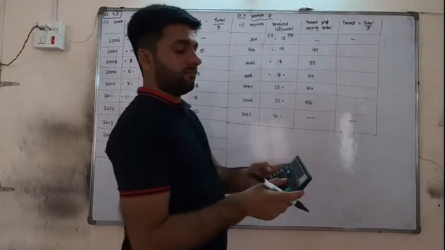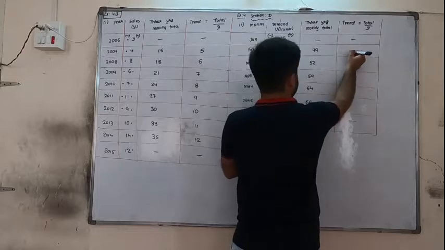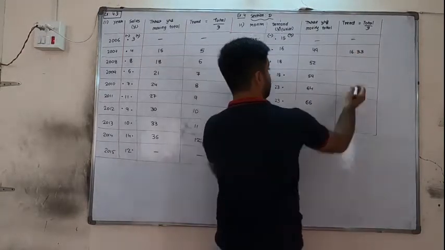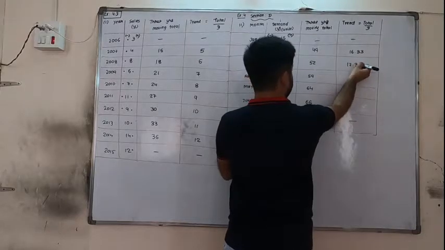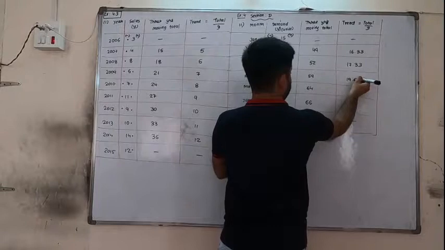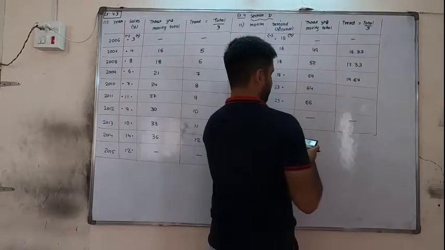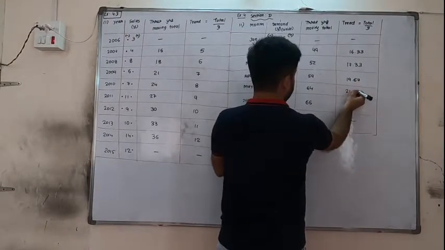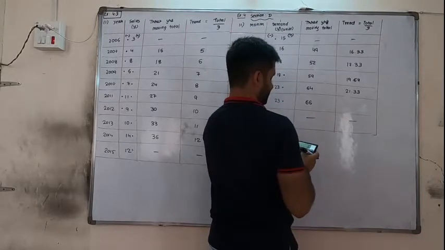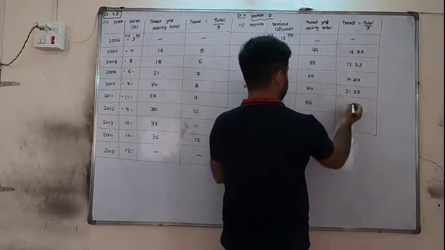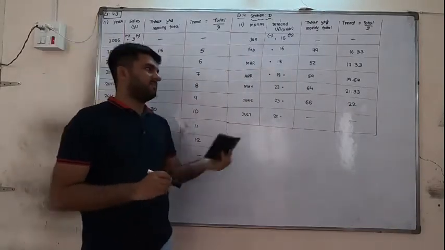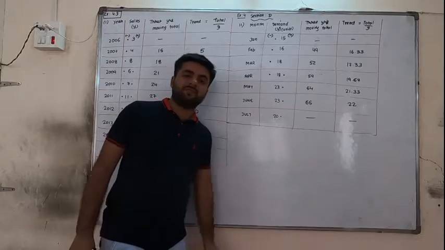Now divide by 3. 49 divided by 3, 16.33. 52 divided by 3, 17.33. 59 divided by 3, 19.67. 64 divided by 3, 21.33. 66 divided by 3, 22. This will not carry 5 marks because this is a short sum. This will be for 3 marks.